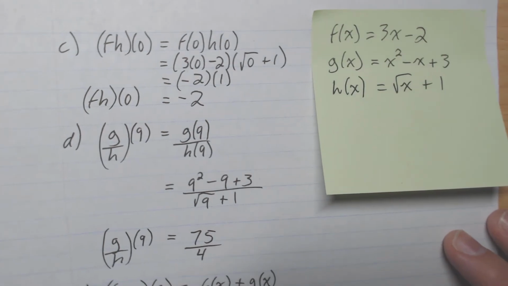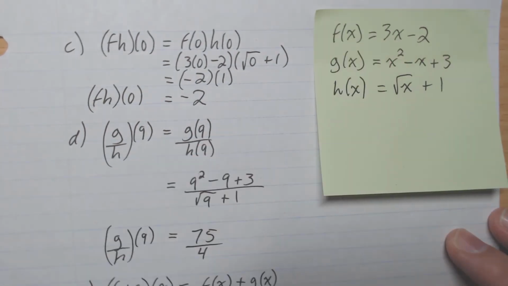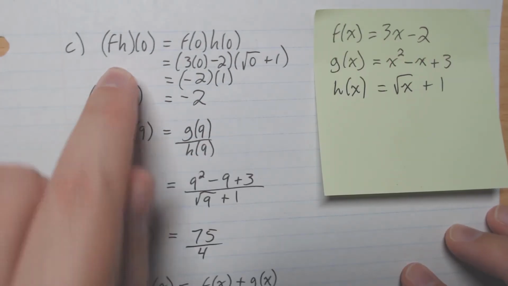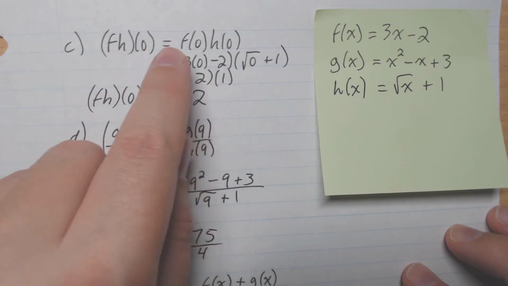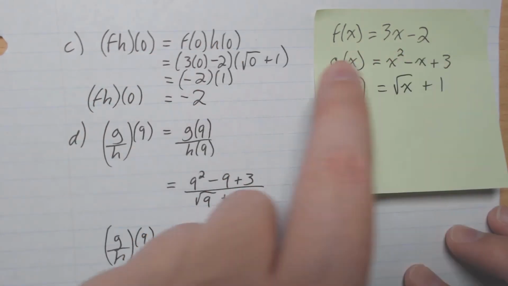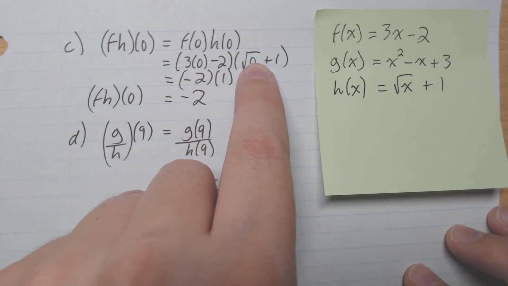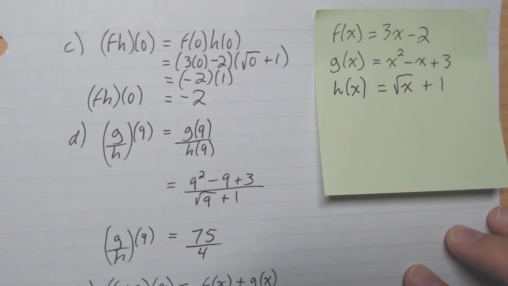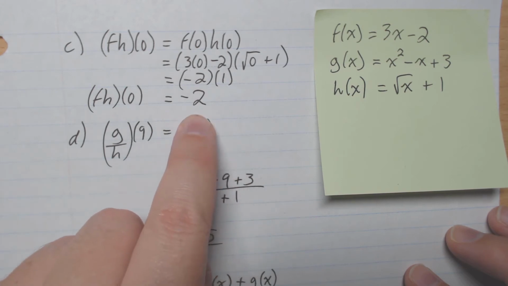Okay, c, I wrote down the functions here, so it's easy to follow. fh of 0, right? So this is f of 0 times h of 0. f of 0, we plug that into here. h of 0, plug that in, we get that. So negative 2 times 1, which gives negative 2.